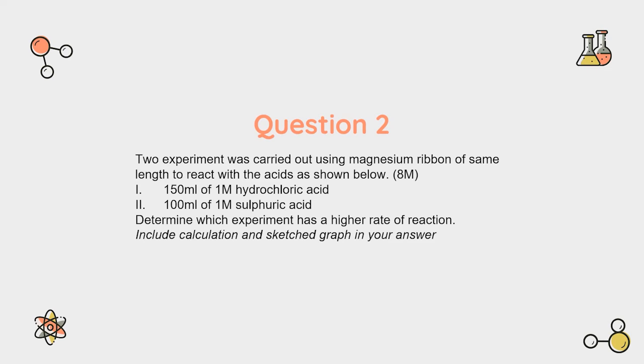Moving on to our second question. So, the experiment was carried out using magnesium ribbon of the same length to react with acids as shown below. First experiment, we have 150 ml of 1 molar hydrochloric acid. The second experiment, we have 100 ml of 1 molar sulfuric acid. And then we have to determine which experiment has a higher rate of reaction, and we also need to include the calculation and sketch the graph.